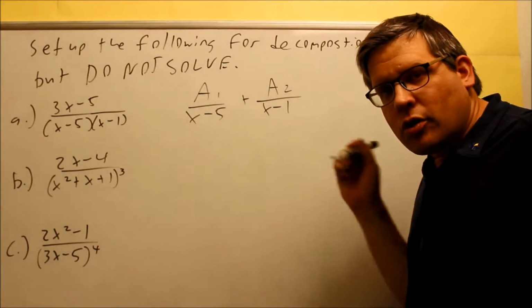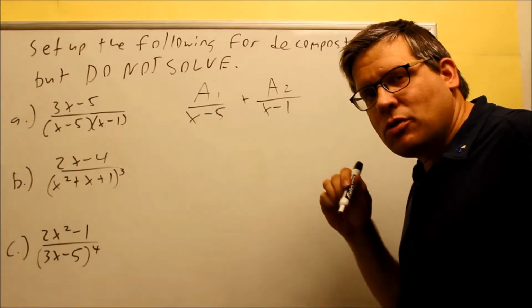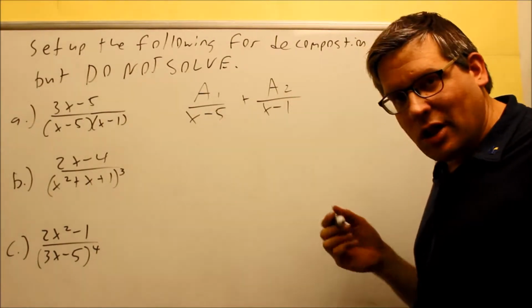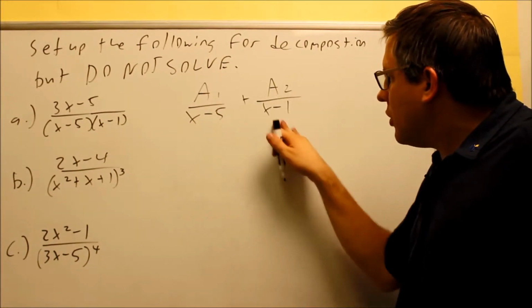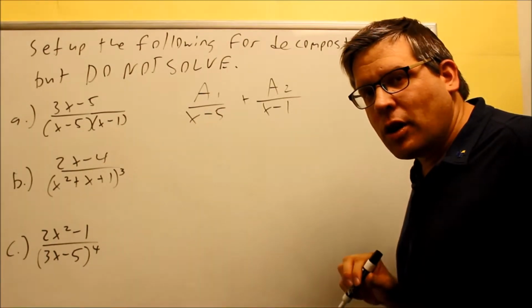Now, depending on what book or online homework system you're using, you might have a's and b's there instead. But in this case, we have a1 and a2 going right above the linear factors. That's all you have to do for part A.